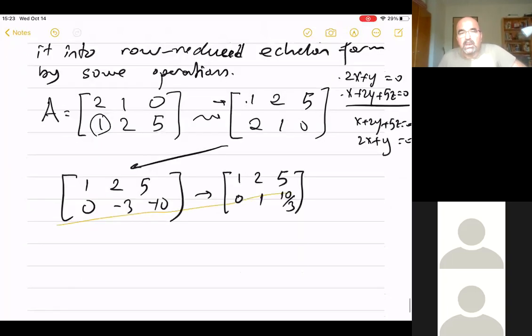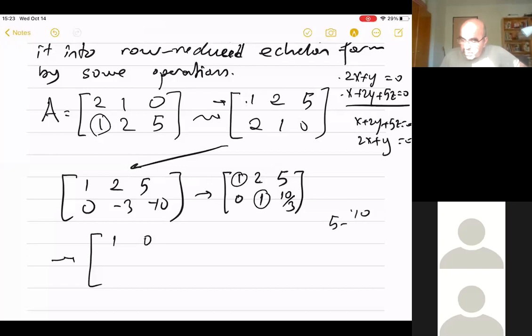Now the leading coefficients are 1, right? These are the leading coefficients. And now multiply the second row by -2 and add it to the first row. Then 1, and when you multiply this by -2 and add here, you have 0, and 5 minus 20 over 3 is -5 over 3. And 0, 1, 10 over 3.